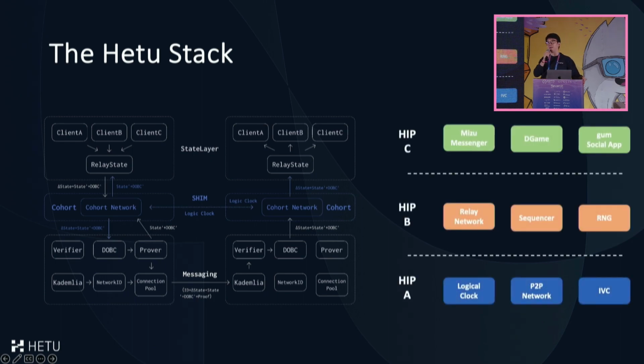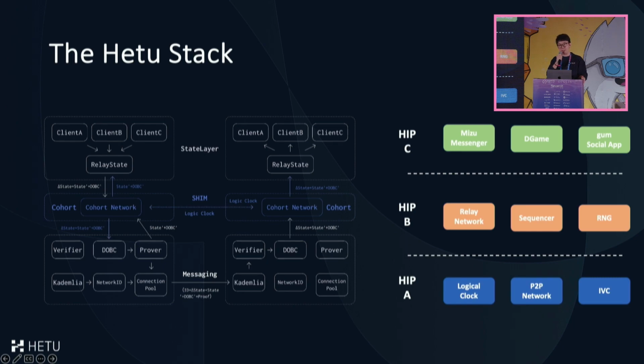We take a very community-driven approach, so we developed a fairly interesting and novel protocol called the Hetu Improvement Proposals. This is like the EIP system, where everybody, not just our core development team, can propose improvements on top of the Hetu protocol or components of the Hetu protocol. We roughly developed these into three different layers.